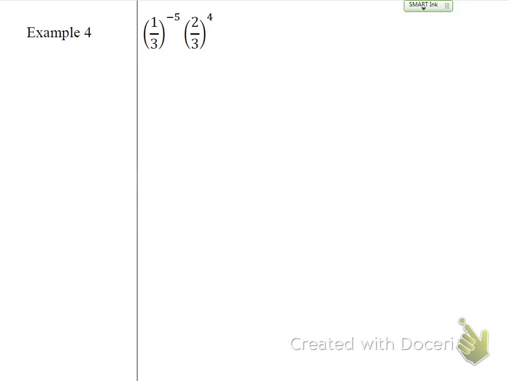So example 4, we have 1/3 to the negative 5th power times 2/3 to the 4th power. What I would do here is I would first get rid of those exponents. So we're going to distribute the exponents to each one. Now remember, this is not multiplication. It is still an exponent. So when I rewrite this, it's actually going to be 1 to the negative 5th power over 3 to the negative 5th power times 2 to the 4th power over 3 to the 4th power.